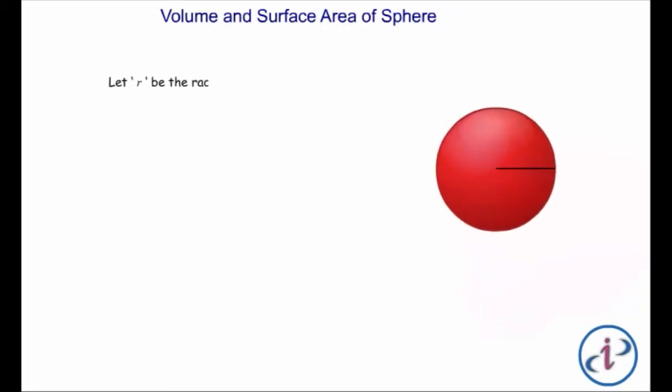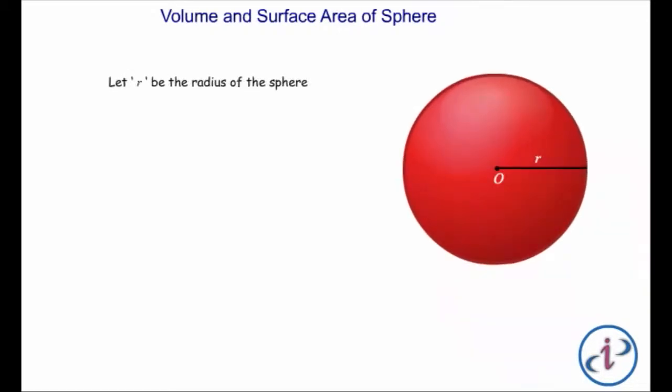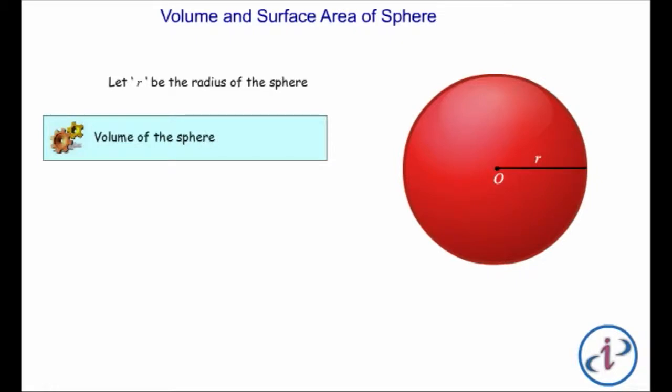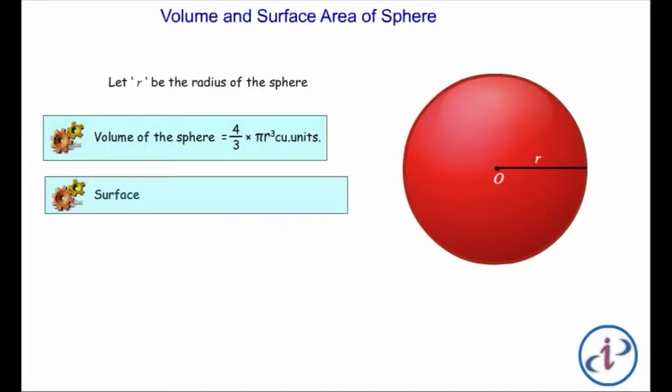Let us learn how to find the volume and surface area of the sphere. Let r be the radius of the sphere. The volume of the sphere is given as 4 by 3 pi r cubed cubic units. In the same way, the surface area of the sphere is given as 4 times pi r squared square units. Using these formulas, let us work out a few problems now.